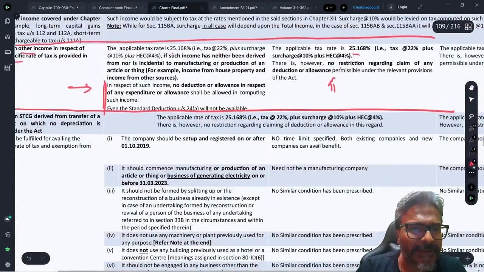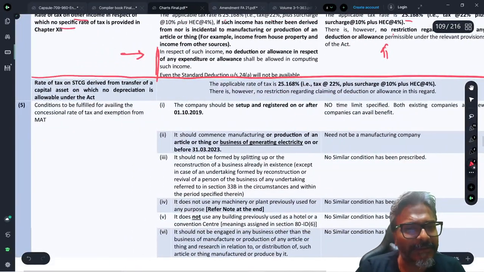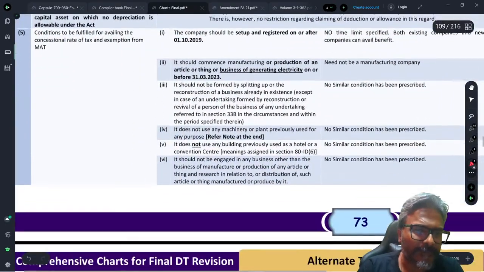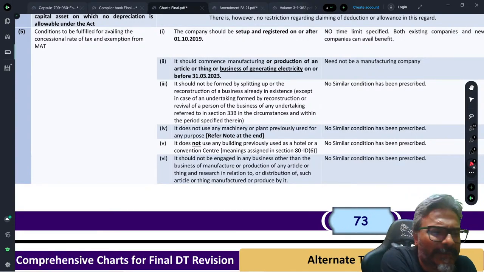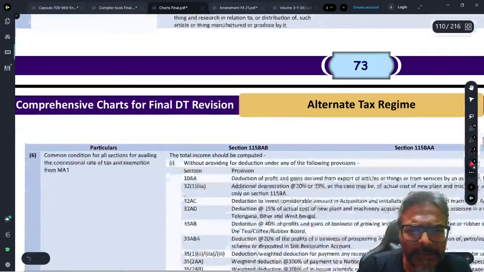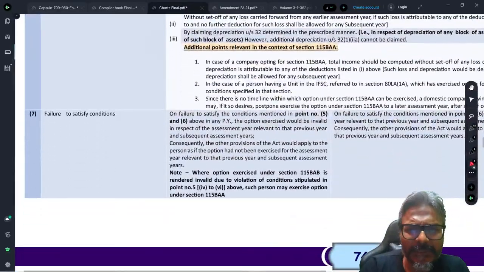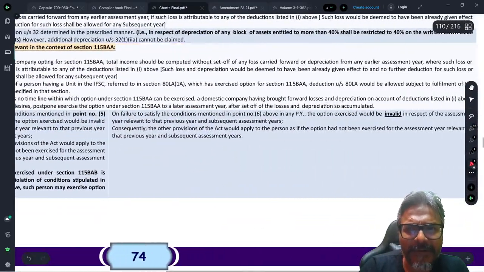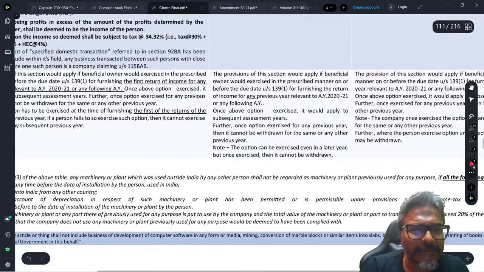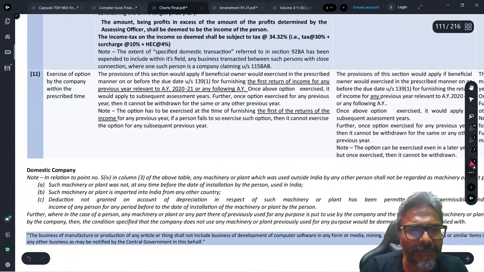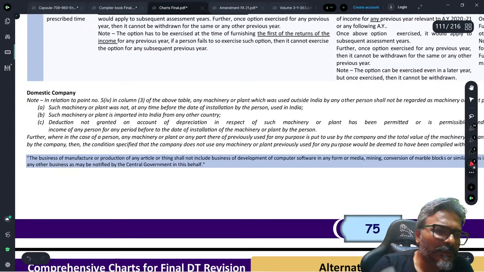Thereafter, students, rest of it, I think all of you are aware. Conditions, I think every one of you is aware of this one. Now, only one point as far as the manufacturing business is concerned. The important point to be considered over here is that manufacturing excludes something. Are you aware of that, students? The term manufacturing has certain exclusions in this case. So this is the exclusion which has been given to us.